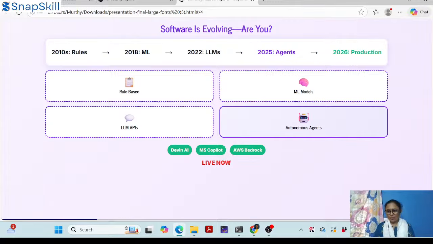Agent productions are required. See, all these are examples you are using in your work life: Devin AI, MS Copilot, AWS Bedrock. All these are not research. Okay, these are the products. How do they develop these products? They develop these products by using AI skills. Whatever steps are required for developing AI skills, they use those steps to develop these products. Okay, so now we are developing products which have agentic capabilities, which have agent capabilities.